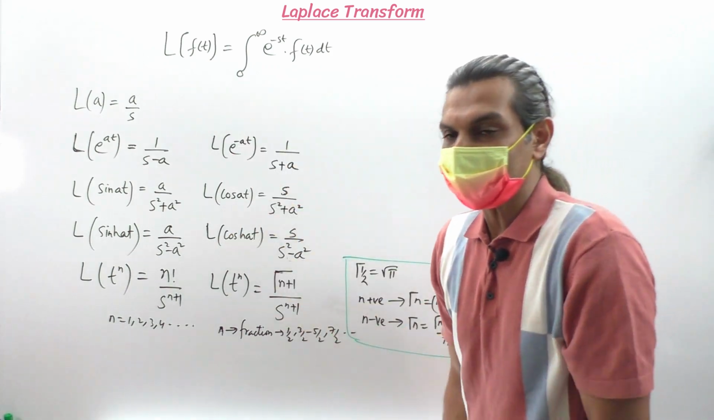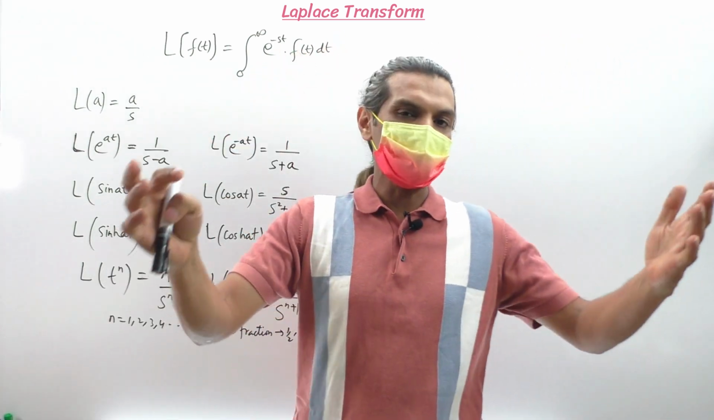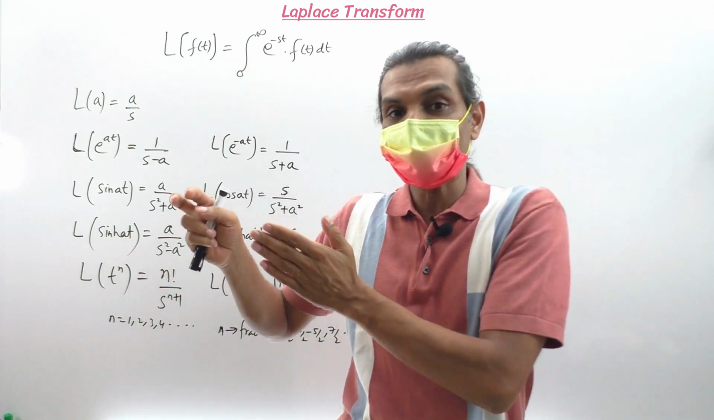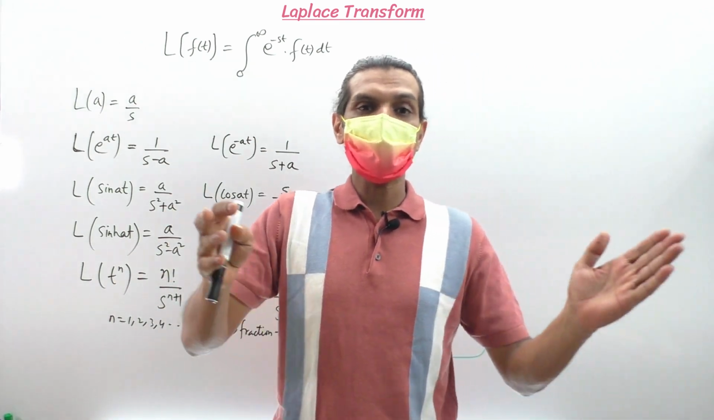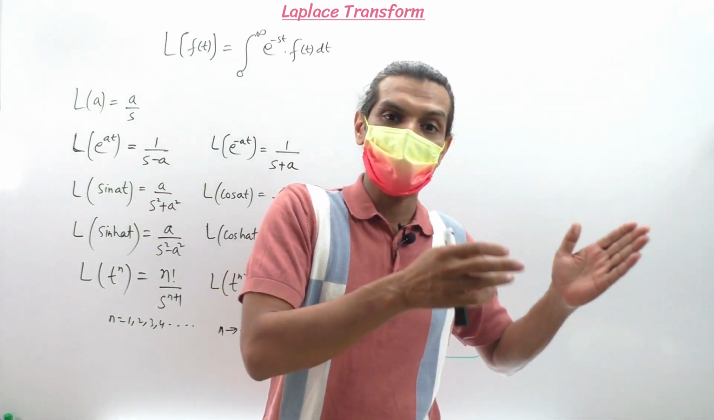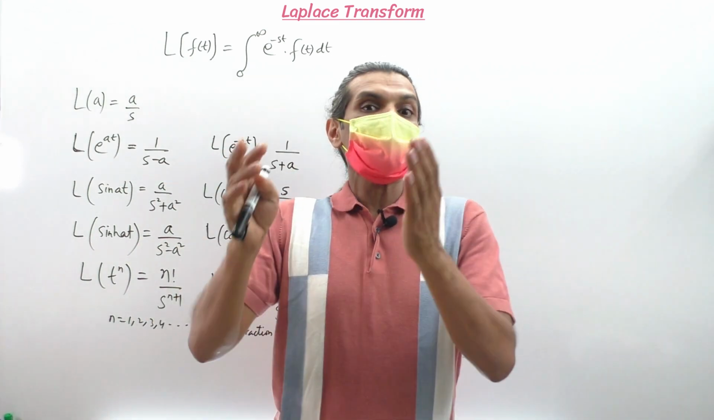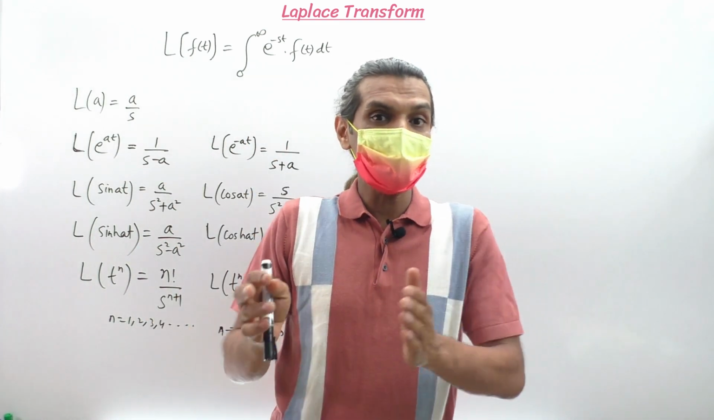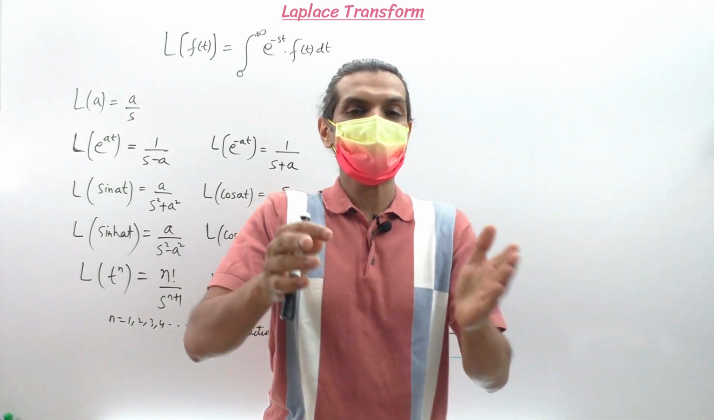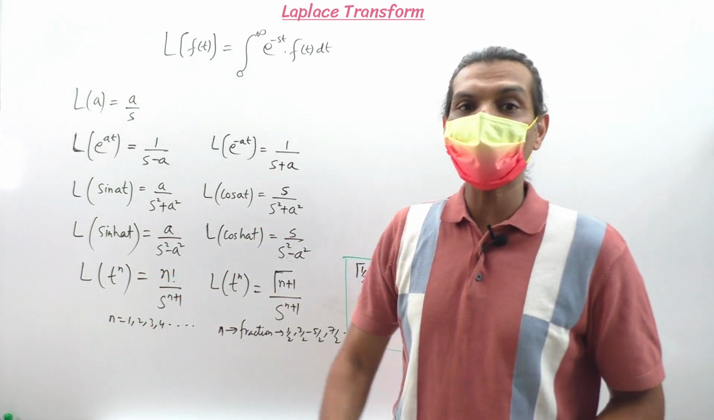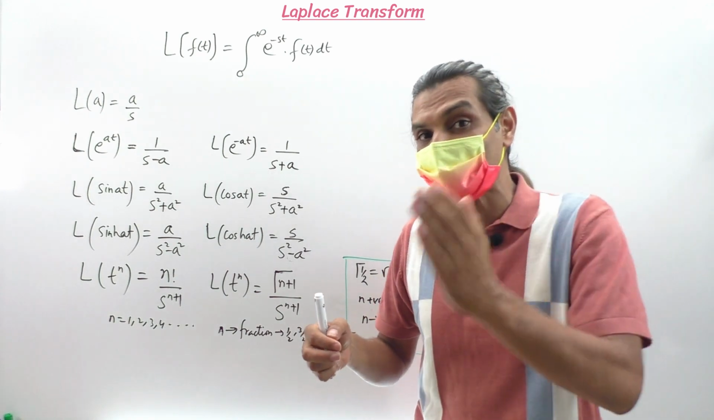So, again I repeat, Laplace of e raised to at is 1 by s minus a, e raised to minus at is 1 by s plus a, Laplace of sin at is a by s square plus a square, and cos at is s by s square plus a square, Laplace of sin hyperbolic at is a by s square minus a square, and Laplace of cos hyperbolic at is s by s square minus a square, and last one, t raised to n, Laplace will be n factorial by s raised to n plus 1, where n is a number.